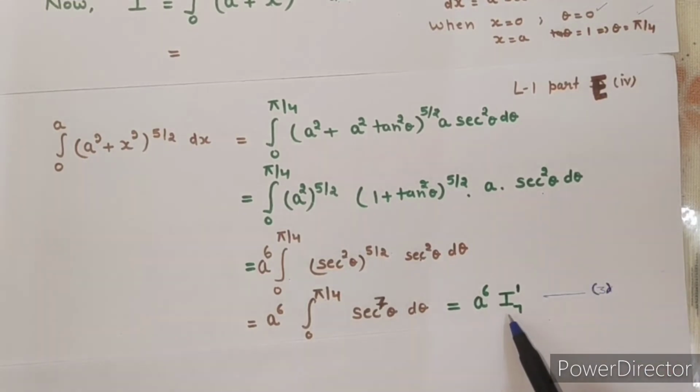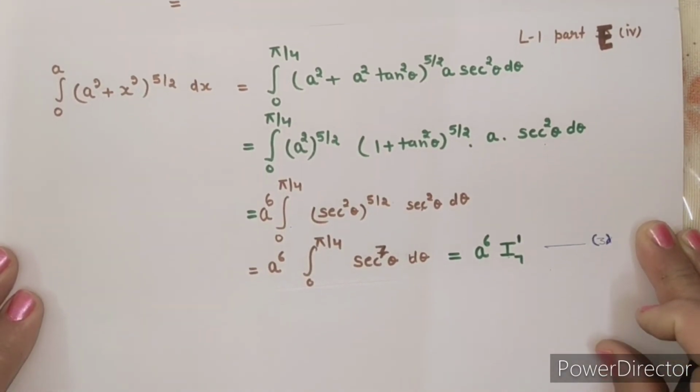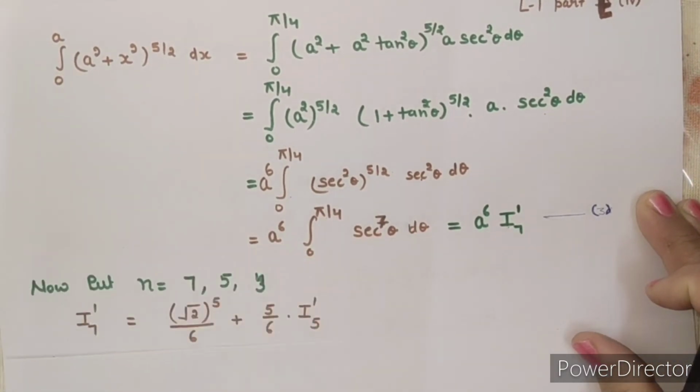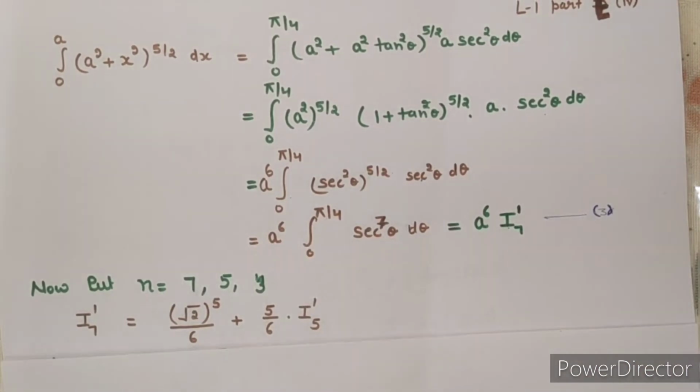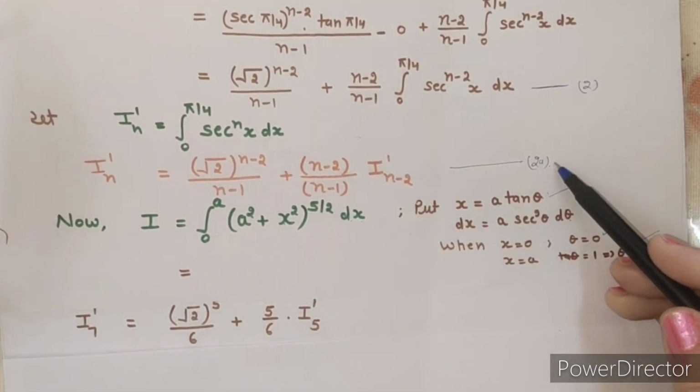Now I will first calculate this one and then put the values in equation number 3. I obtain the required answer. So for this, put n equal to 7 in equation number 2a. Okay, I will show this. Your 2a equation is this expression.